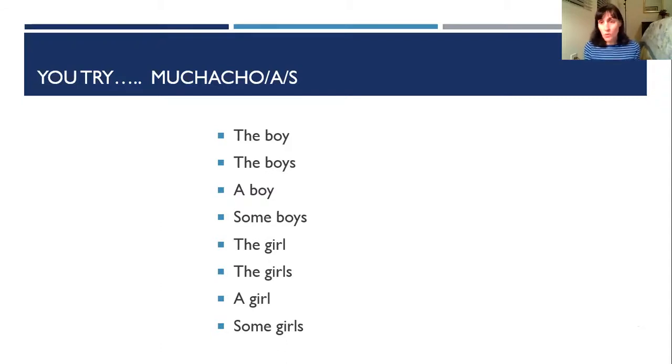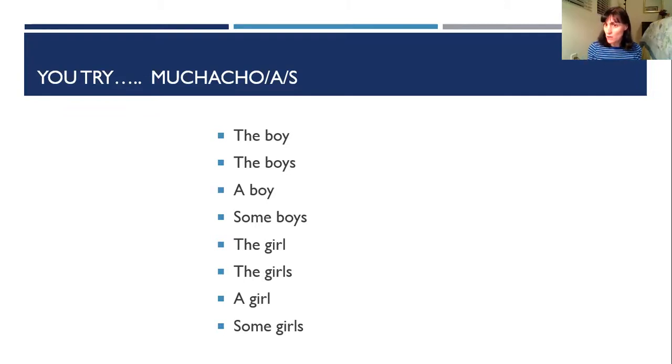How would you say the boys? Plural. So remember, to make muchacho plural, you just add an S because it ends in a vowel. And el goes to los. Los muchachos. What about a boy? Un muchacho. About some boys? Indefinite masculine plural. Unos muchachos.